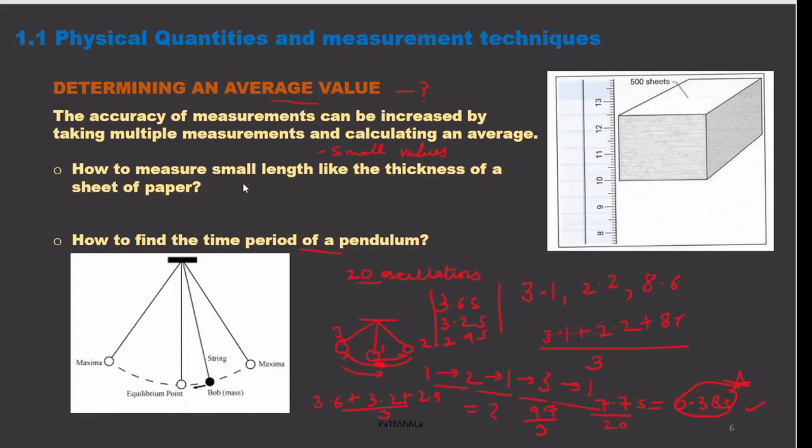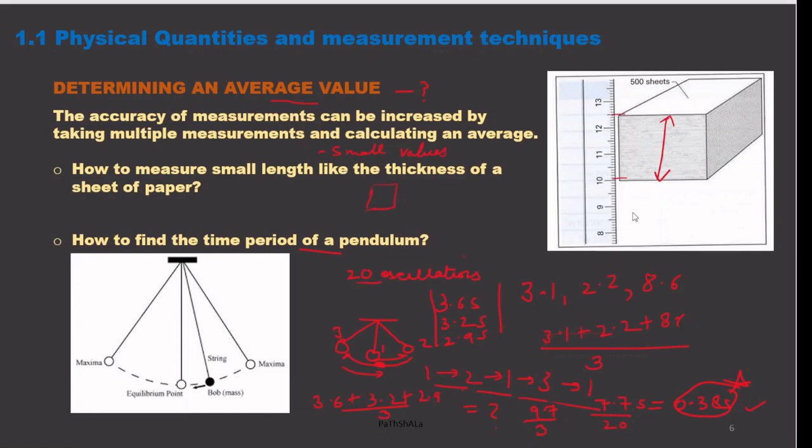Similarly, if you have to measure a small length, how will you measure it? Like the thickness of a sheet of paper. I have a sheet of paper. Can I find its thickness using a ruler? Not at all. How will you use the ruler for such a thin paper? So what I will do, I will take 500 sheets, stack them together like this, one over the other. Now I will find the thickness of these 500 sheets. I will take the ruler and take the reading.